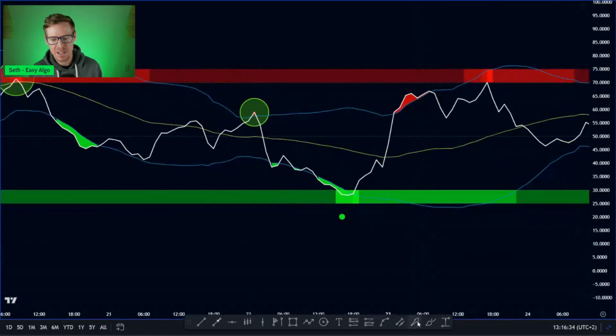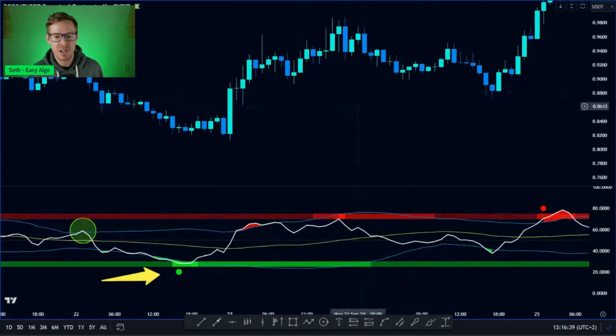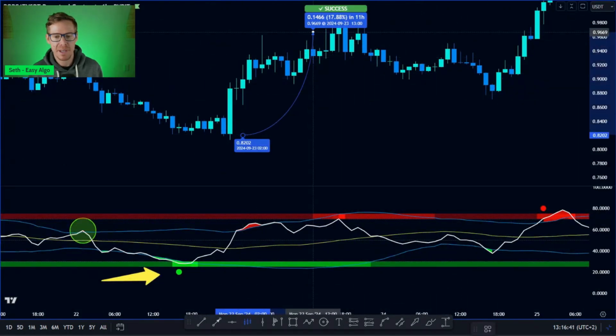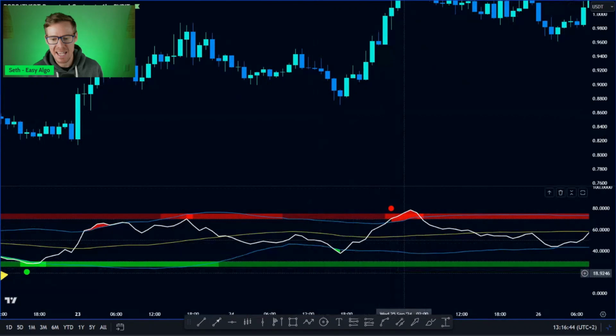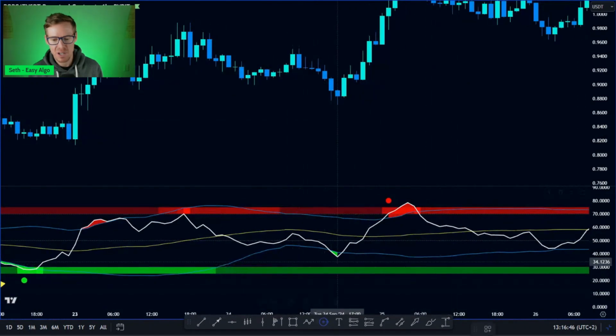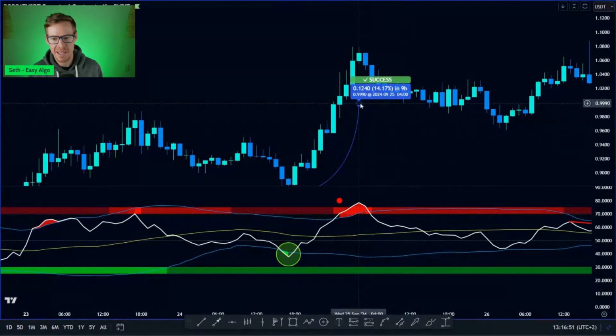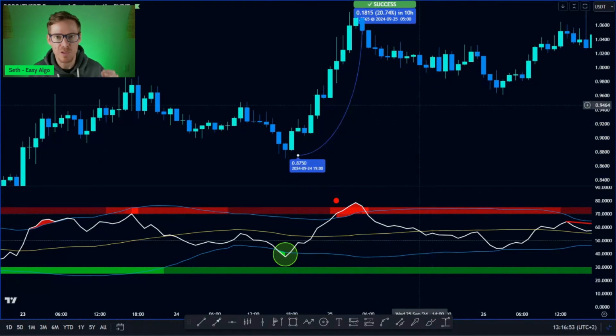Then we get ourselves a super shark fin over here. Look at this super shark fin come to the chart and we get ourselves a big movement happening, 17%. Fantastic. Here we go. Another amazing shark fin over here. And this was a massive move, 20% move you would have caught there, guys.